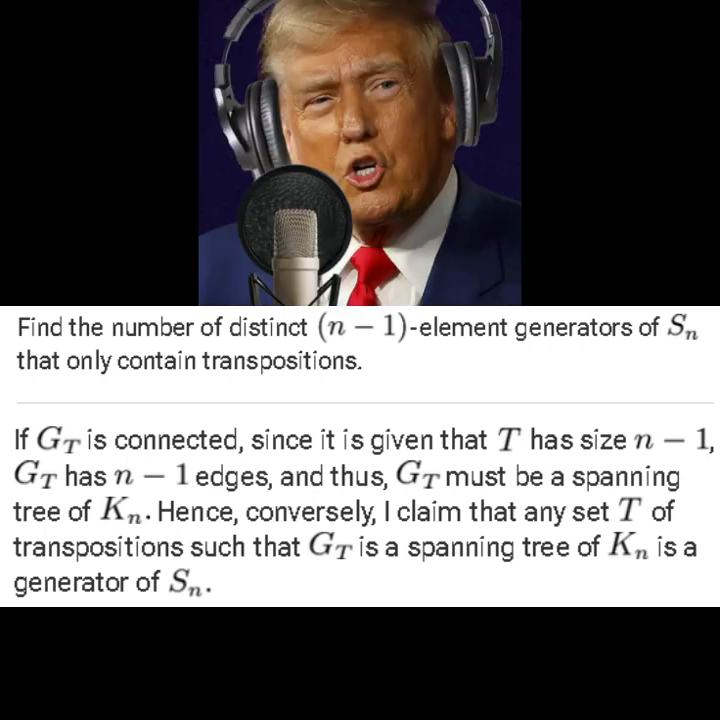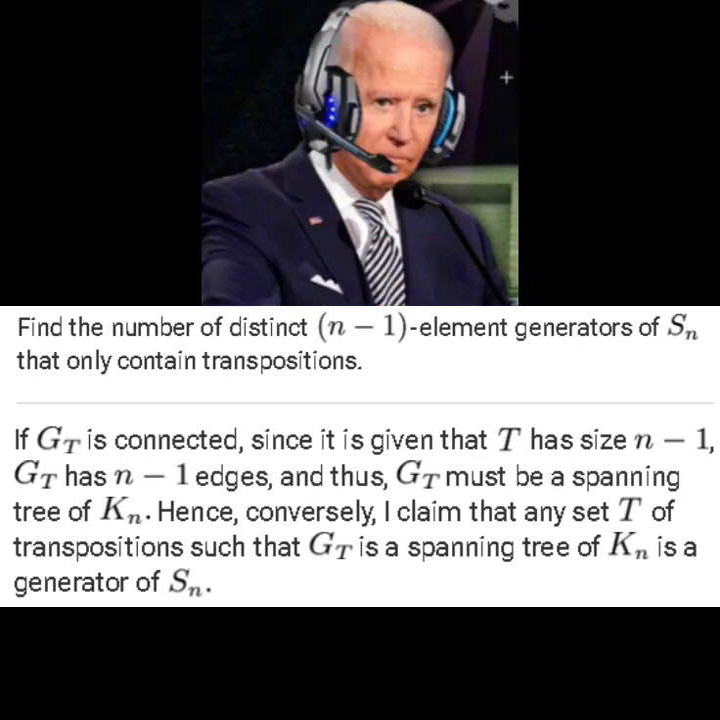Cycles? Biden, with your crippling dementia, you seem to be the type to walk in cycles. Don't talk about cycles to me. At least my supporters don't have cycles in their family trees.